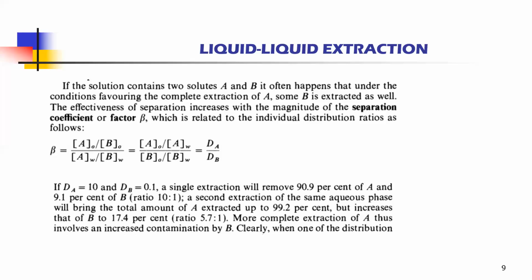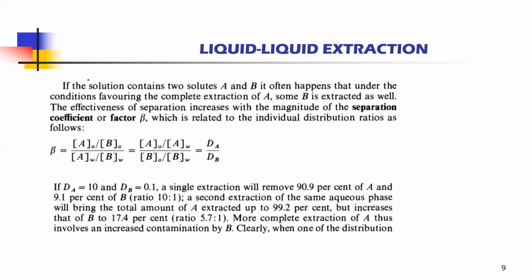So in such cases, we need to focus on the separation coefficient value. If we have a single component, there is no such choice to consider, and we can go for multiple extractions. Multiple extraction will increase the efficiency, but if we have more than one component, we also have to look into the value of the separation coefficient beta, and that should reflect a larger difference in the distribution coefficient values.